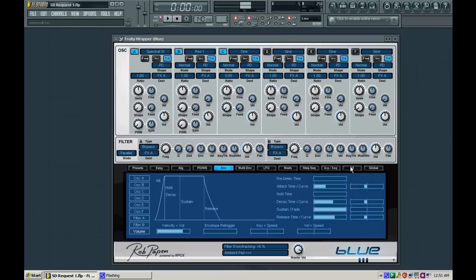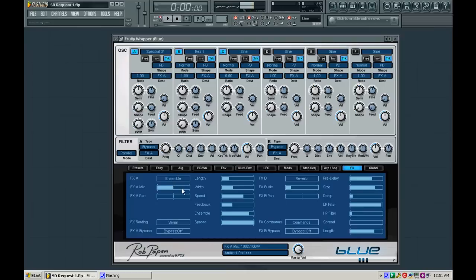If we go into the effects, I used an ensemble with a pretty short length, and I turned up the mix, and that was really the only thing I messed with on the default settings on the ensemble. And then I routed it serial through the reverb, and I turned up the length and gave it a bit more mix, and that helps give a nice rounded out tail to the sound. So again, this sound sounds like this.